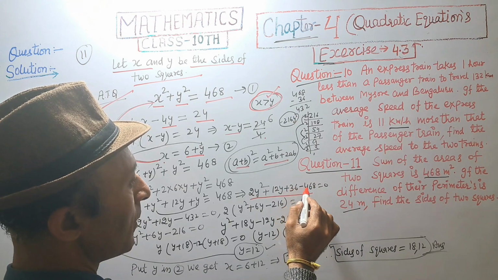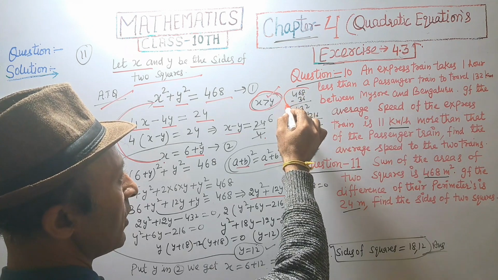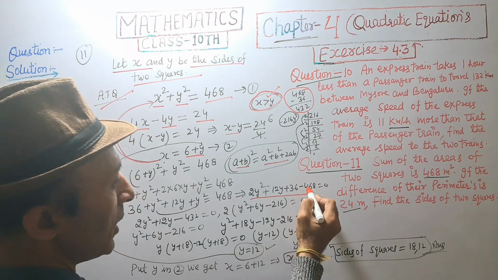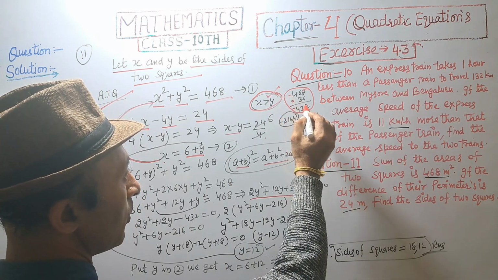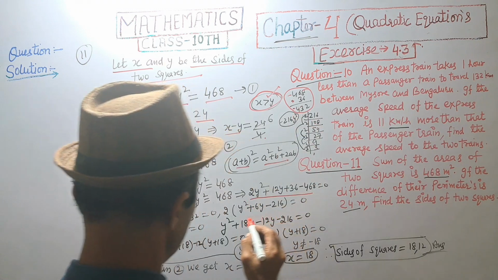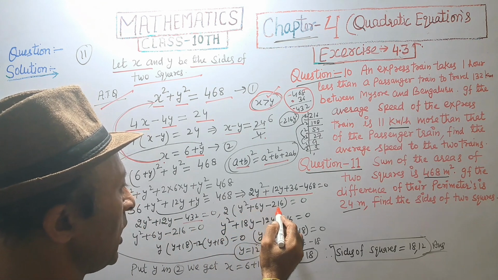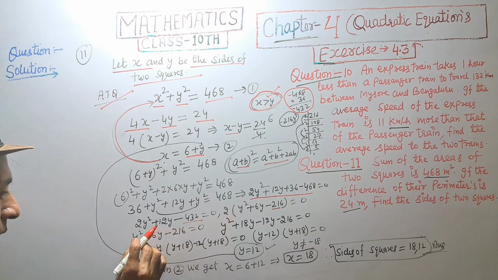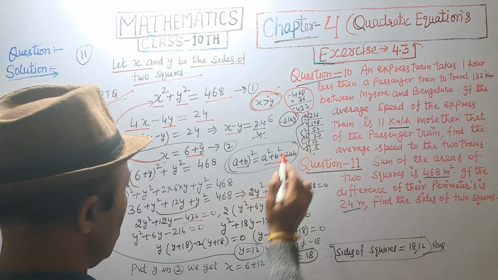468 minus 36, subtracting, that is equal to 432, but 468 is negative. If this is negative, then minus 432 will be negative, and 2 is taken common in this quadratic equation. y^2 + 6y minus 216 equal to 0.